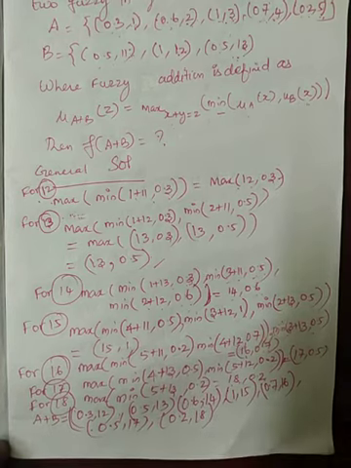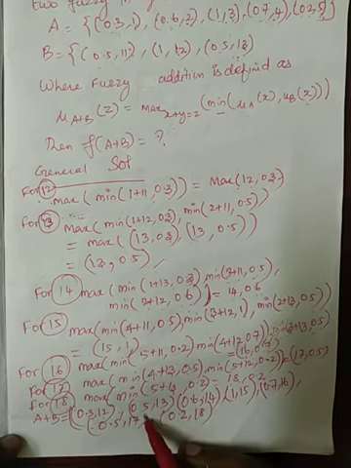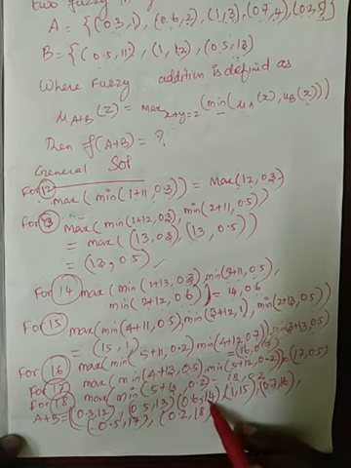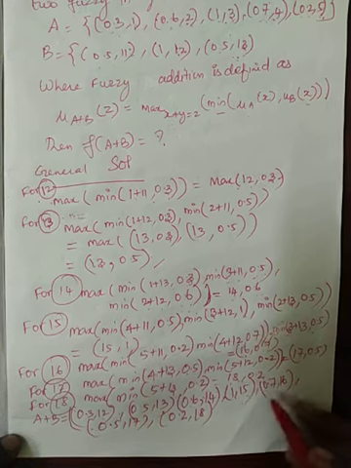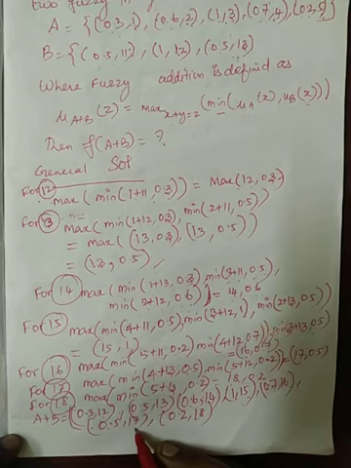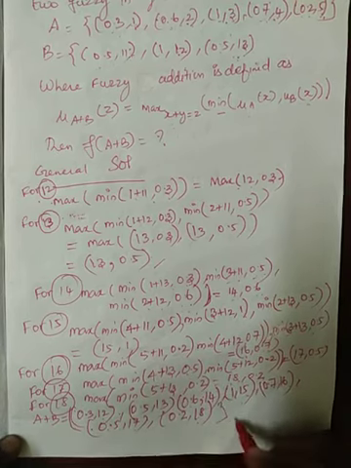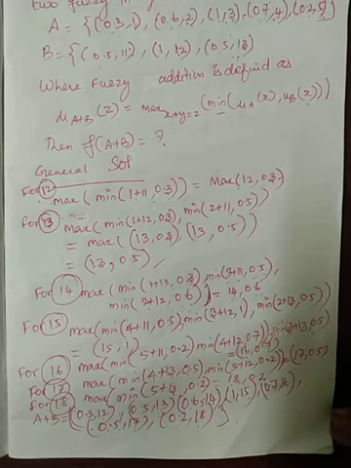Okay, so finally you'll have this as the answer: 0.3 comma 12, 0.5 comma 13, 0.6 comma 14, 1 comma 15, 0.7 comma 16, 0.5 comma 17, and 0.2 comma 18. Okay, so this is the final addition of these two sets in fuzzy logic.